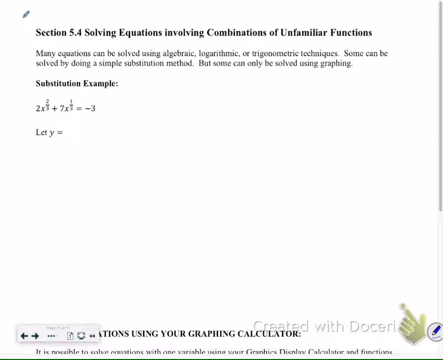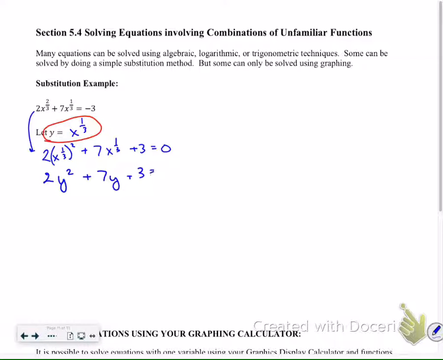Or we can do a substitution to make it into something similar to something we've done before. So let's let y be x to the 1/3. And let's take this equation here, and let's think of it as being x to the 1/3 power squared. Powers of powers you would multiply, so that would be the same thing as x to the 2/3 power. Plus 7x to the 1/3. And let's move the 3 to the other side. Now we could do our substitution here. We could replace the x to the 1/3 with y. So that's going to give me 2y squared plus 7y plus 3.